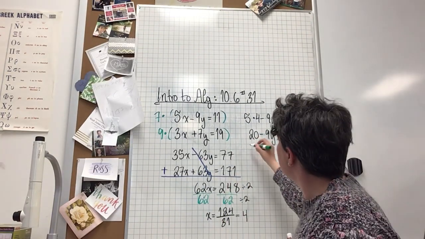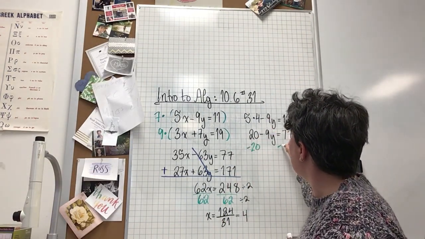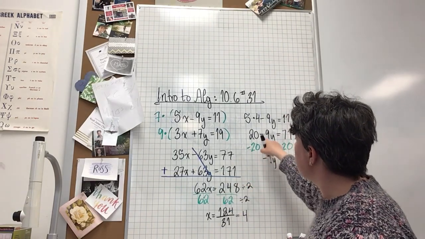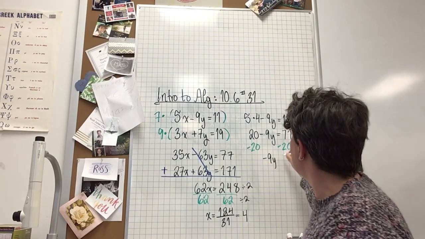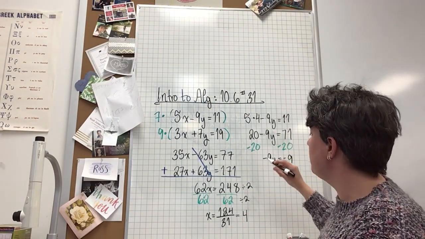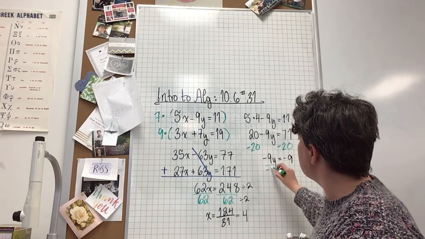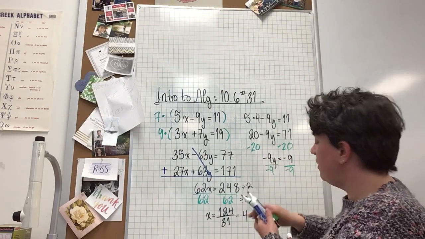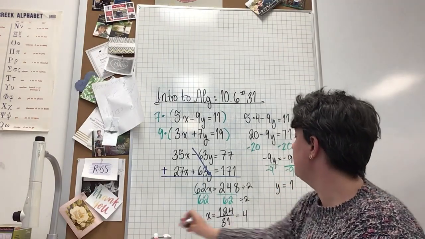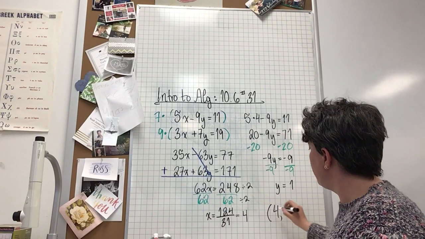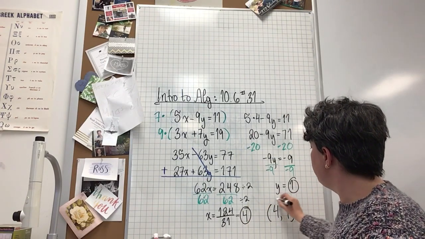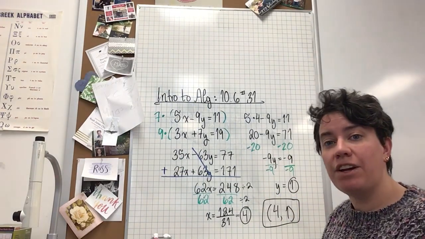Subtract 20 from both sides because 20 is positive. So I end up with negative 9y, because the negative is on the 9, not the 20, is equal to 11 minus 20, which is also negative 9. So that when I divide both sides by negative 9, y by itself is equal to 1. So my final answer in an ordered pair, x is equal to 4, y is equal to 1. And there we go, that's my final answer.